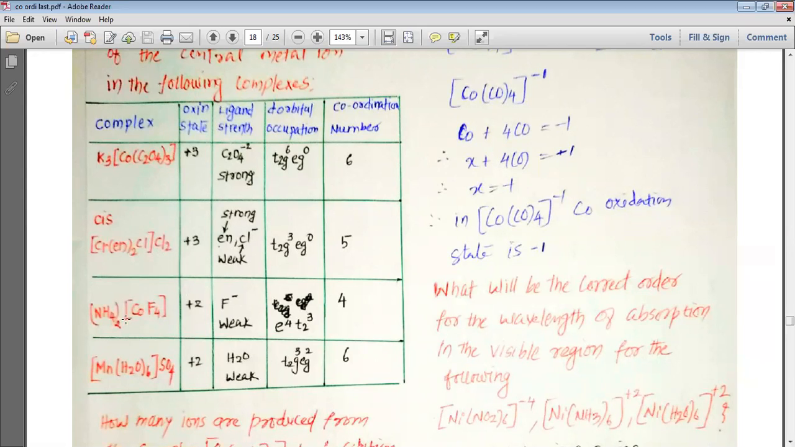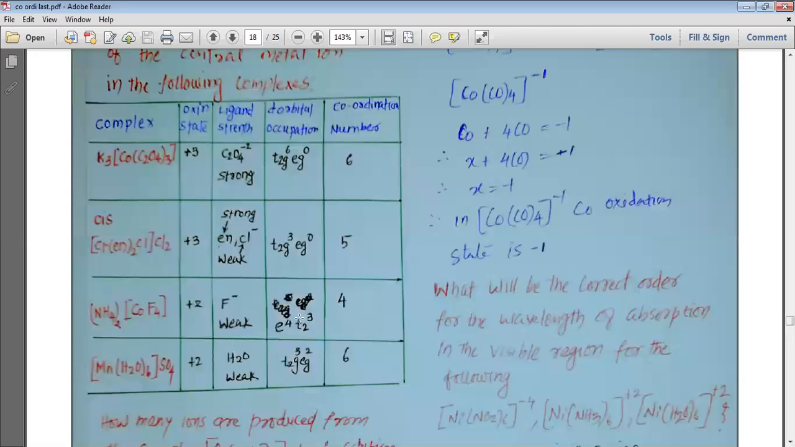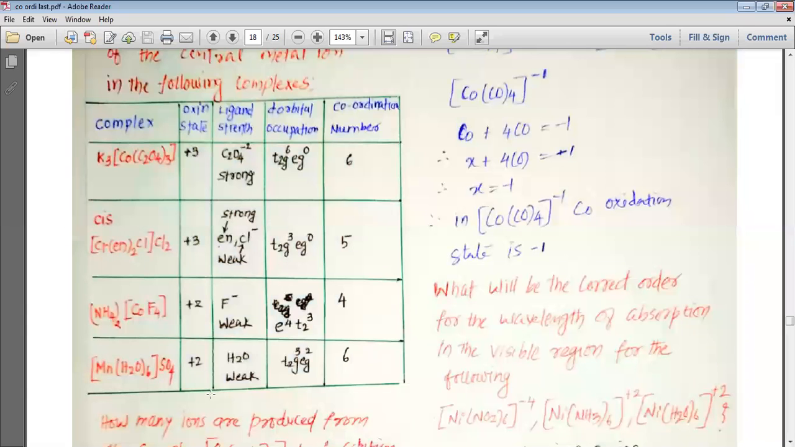Now let us understand ammonium tetrafluoridocobaltate(II). For this ion, we know that the oxidation state of cobalt is +2. F- is a weak ligand, so it does not cause pairing. In cobalt +2, we have a total of 7 electrons. So 4 electrons go into e, whereas 3 electrons go into t2. Here we have not written eg or t2g because it is not an octahedral complex. We can see CoF4, so the total coordination number is 4.